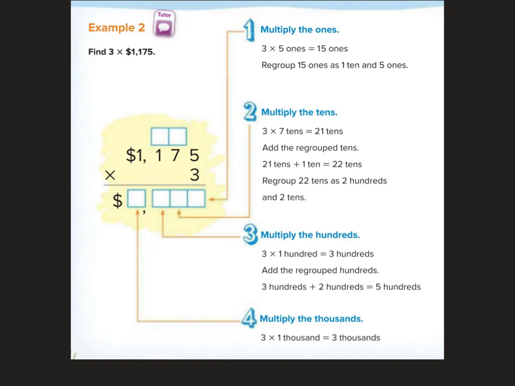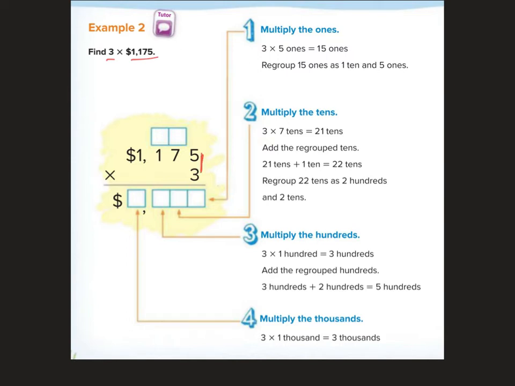Example 2. Find 3 times 1,175. Now this is the usual way, using regrouping, this is the usual way we will solve multiplication. When you get into higher math, this is probably what you're going to do. The other way teaches you place value and number sense, but this is the way we will do it.